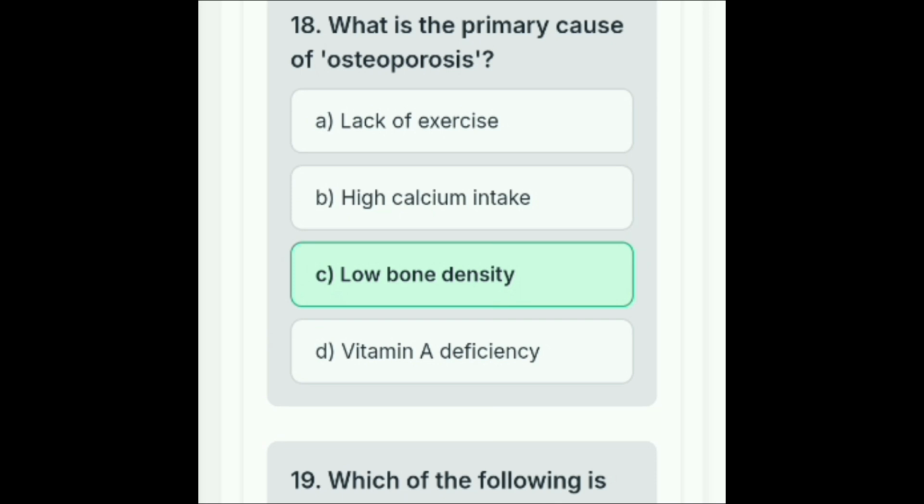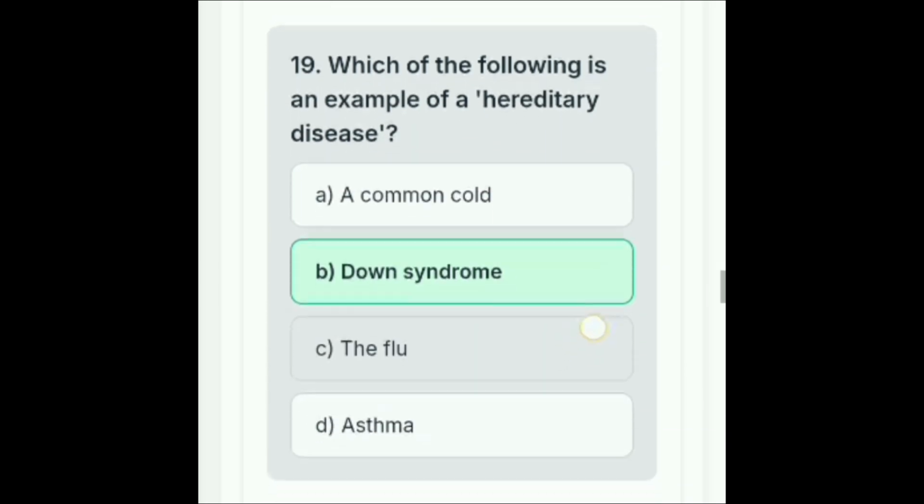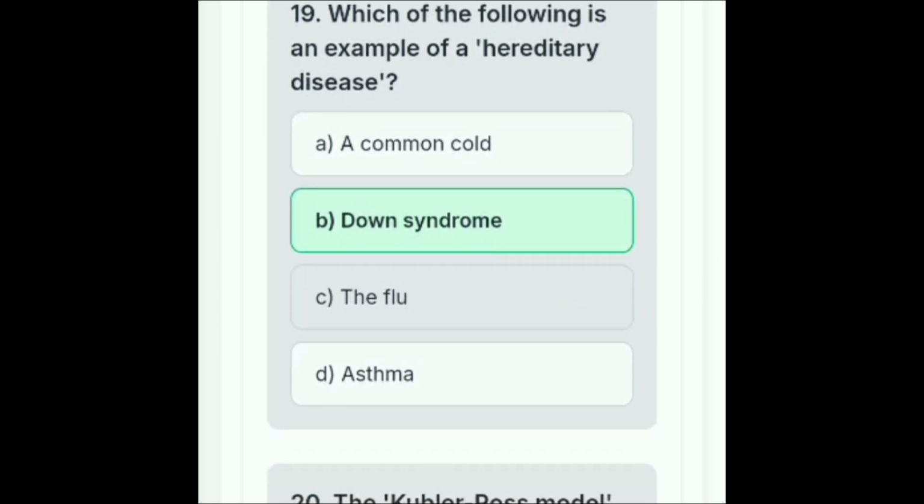What is the primary cause of osteoporosis? A, lack of exercise. B, high calcium intake. C, low bone density. And D, vitamin A deficiency. So C, low bone density, is the right answer.